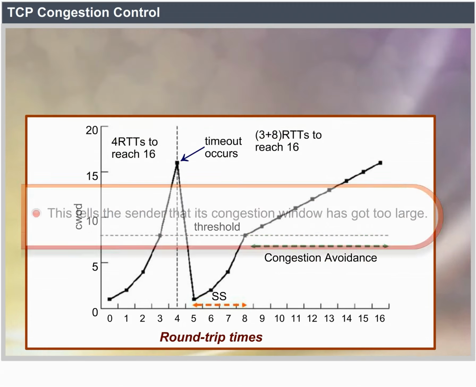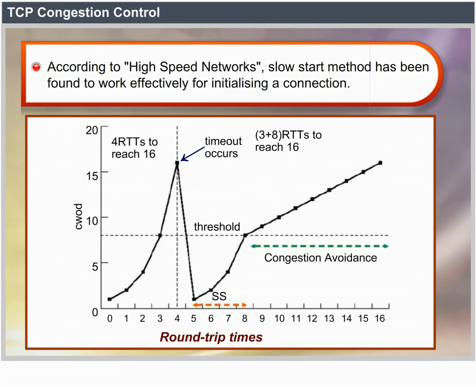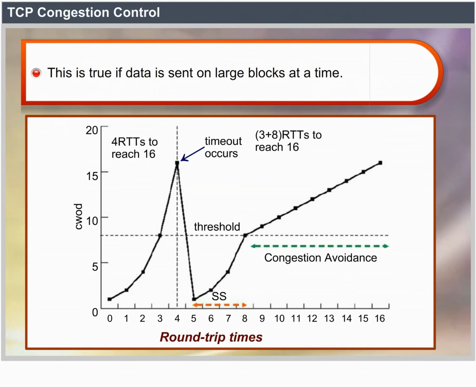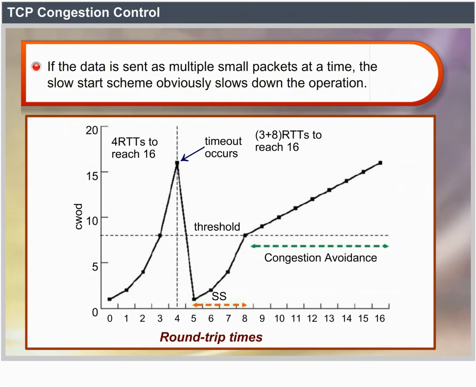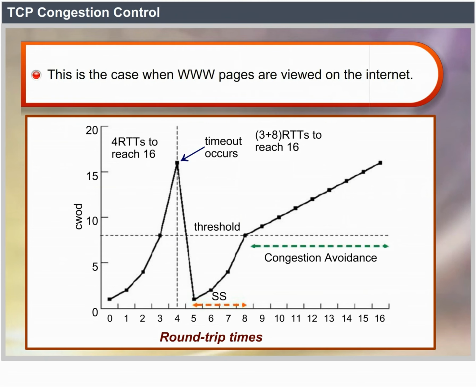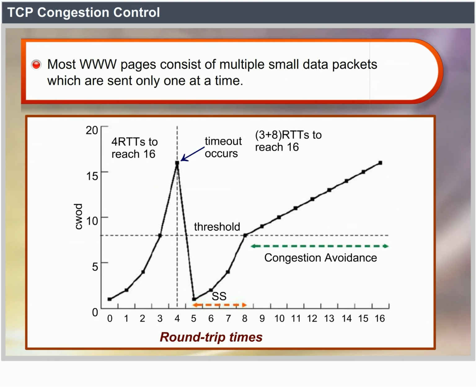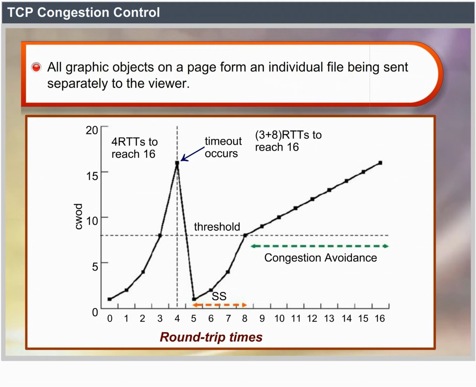In high-speed networks, the slow start method has been found to work effectively for initializing a connection. This is true if data is sent in large blocks at a time. If the data is sent as multiple small packets at a time, the slow start scheme in fact slows the operation. This is the case when www pages are viewed on the internet. Most www pages consist of multiple small data packets which are sent one at a time. All graphic objects on a page form an individual file which are sent separately to the viewer.